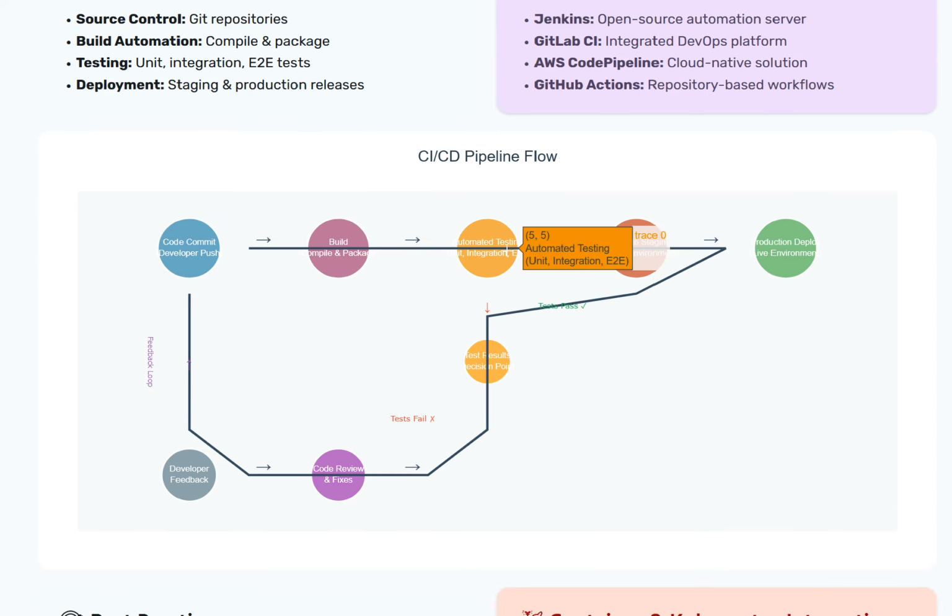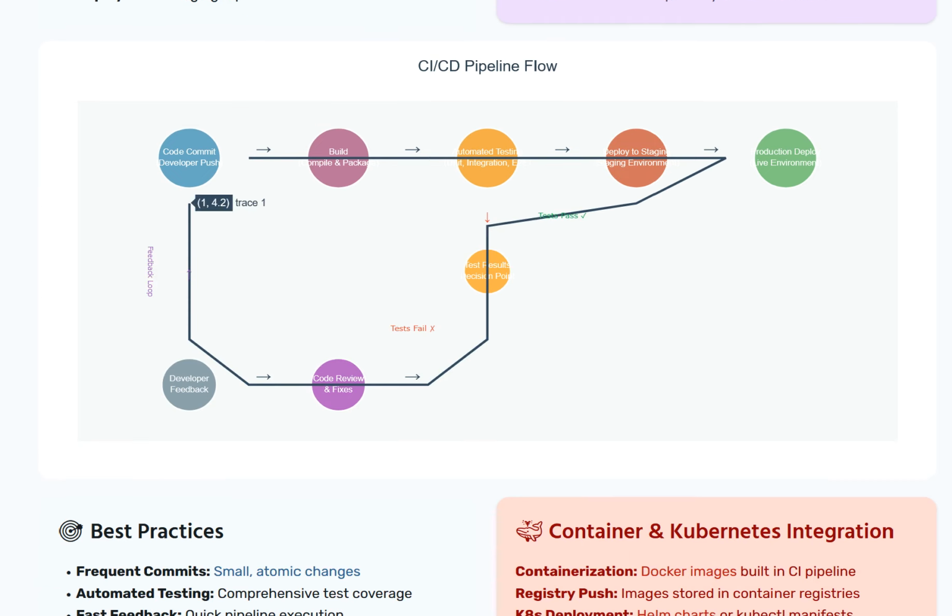So just to give you an idea, the CI/CD pipeline flow. Code commit, developer push, and then build and compile package, right? And then automated testing, and then deploy to the staging environment, and then this is production ready, right? And the developer feedback, code reviews and fixes, and then the test result decision point, right? Testing passes, and then go there.